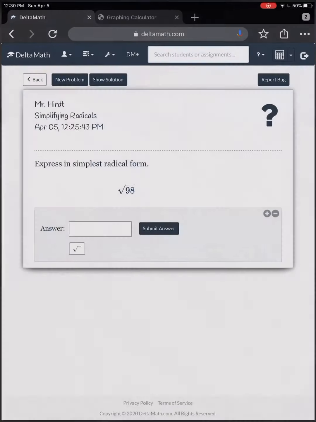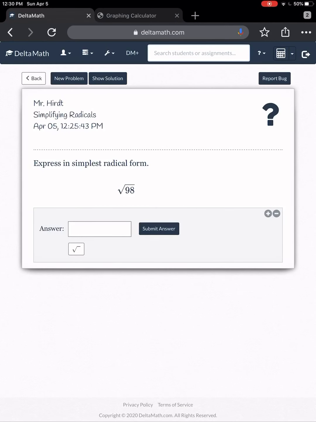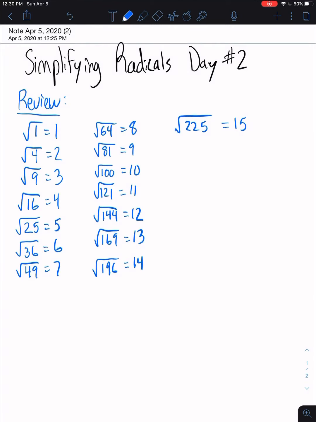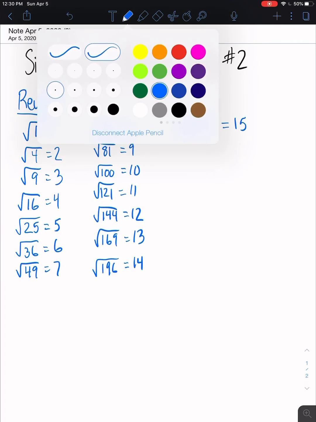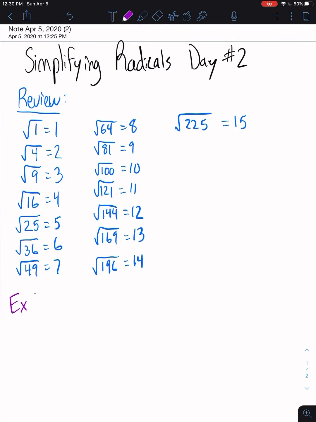So let's take a look at that first question from the Delta Math assignment. So our Delta Math assignment, simplifying radicals, is going to have radical 98 as the first question. So example number 1, we're going to get the square root of 98. Okay, so if you remember here what we're doing, we are looking for the largest perfect square that divides in evenly, meaning no decimal, to 98.